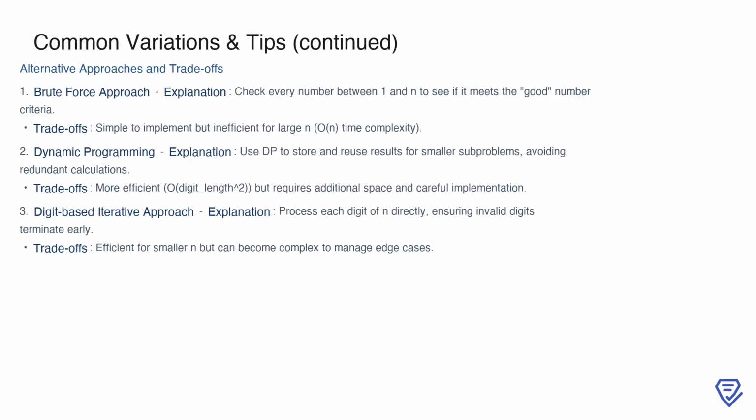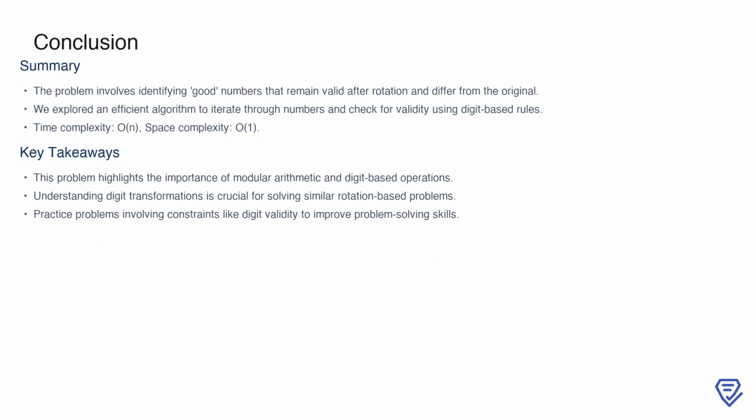Another option is the digit-based iterative approach, which processes each digit of n directly. This method is efficient for smaller values of n and avoids unnecessary computation by terminating early if invalid digits are encountered. However, it can become tricky to handle all edge cases correctly. Each approach has its strengths and weaknesses, so it's important to choose the one that best fits the constraints of the problem. Great job making it through LeetCode problem number 788, Rotated Digits.